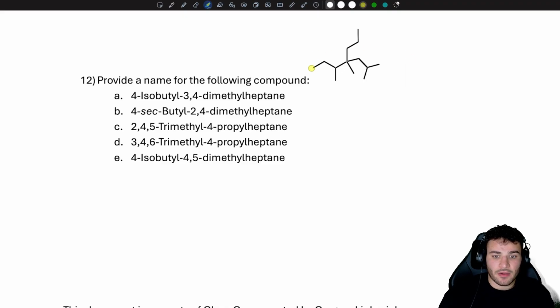Again, let's just find the parent chain. So 1, 2, 3, 4, 5, 6, 7. I know this kind of looks weird. Sorry, it was generated in a weird way. So 1, 2, 3, 4, 5, 6, 7. So we have 2 options, right? We can go this way or that way, and it would end up being 7 carbons anyway.